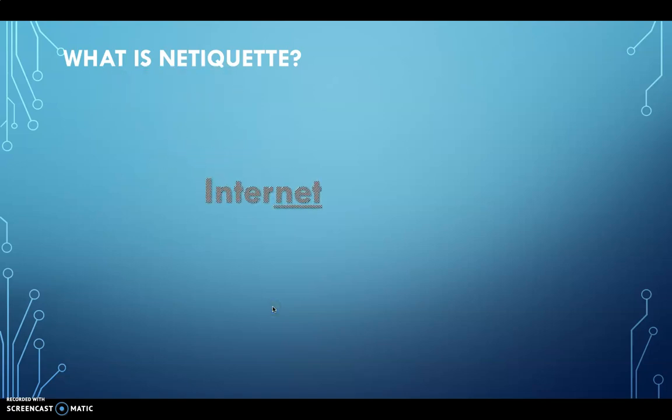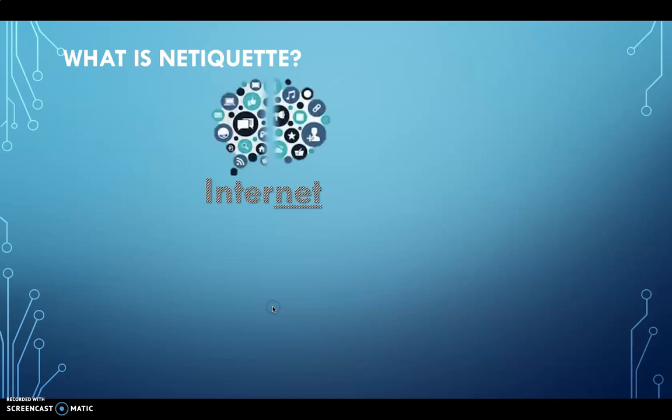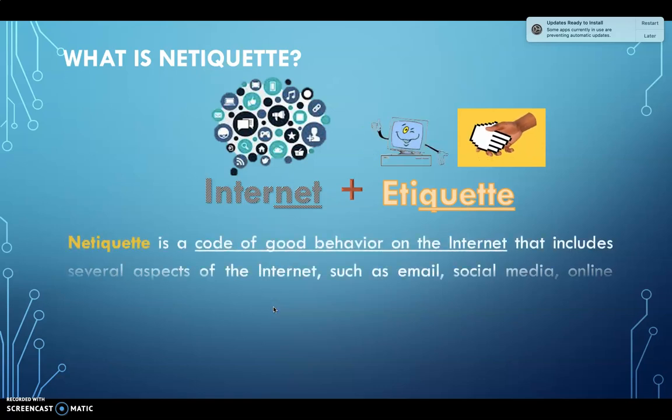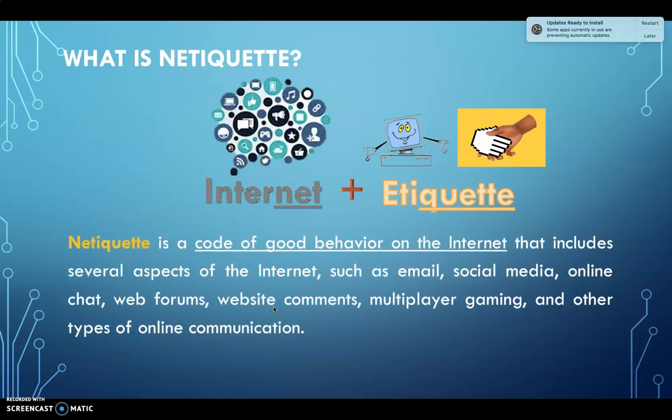Netiquette came from the two words, Internet, which is the global system of interconnected computer networks that uses the Internet Protocol Suite to communicate between networks and devices, plus etiquette, which is the customary code of polite behavior in society or among members of a particular profession or group. Therefore, we can define netiquette as code of good behavior on the Internet.